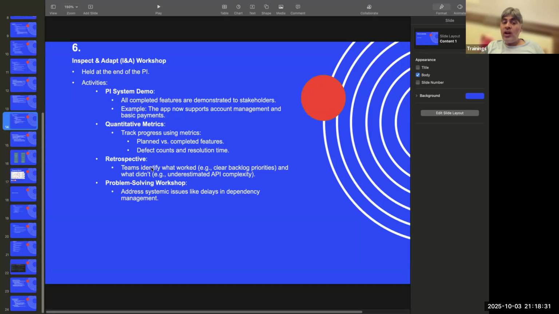Then we will do a retrospective. System demo is done maybe on day one. Maybe it will continue on day two. Then another 2-3 hours, quantitative metrics will be discussed. Then on day three, the retrospective is done. Again, same thing: what we do at the team level, we will do at the ART level. So product owners, scrum masters, everybody will be present. They will say, okay, the good thing is we completed these many features, defect rate was less.